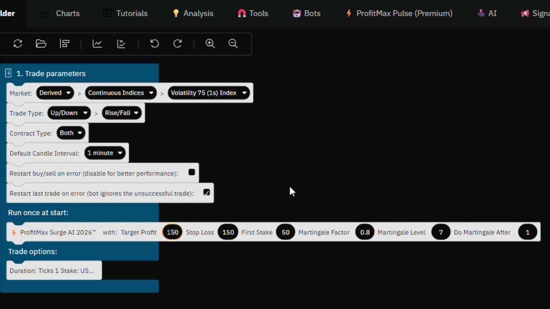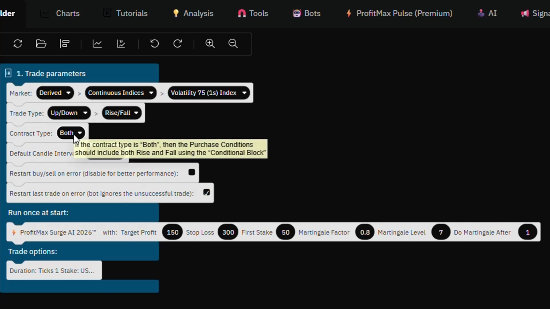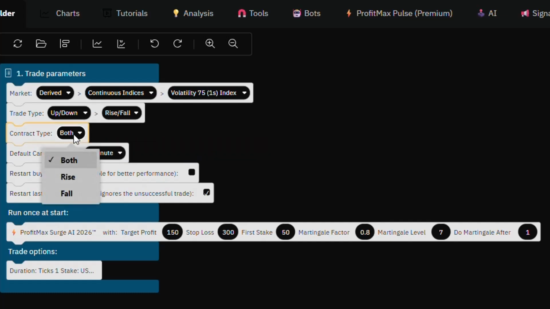And then you can see the martingale factor there set at 0.8, or you can set it at 0.5. Stop loss $300. We have around $500. Now, for us to be able to know whether we'll trade either a rising or a falling market, we'll take advantage of the charts that are already installed on the site.